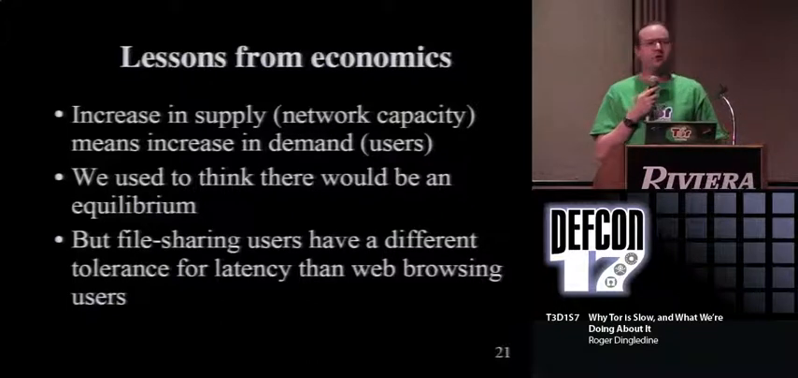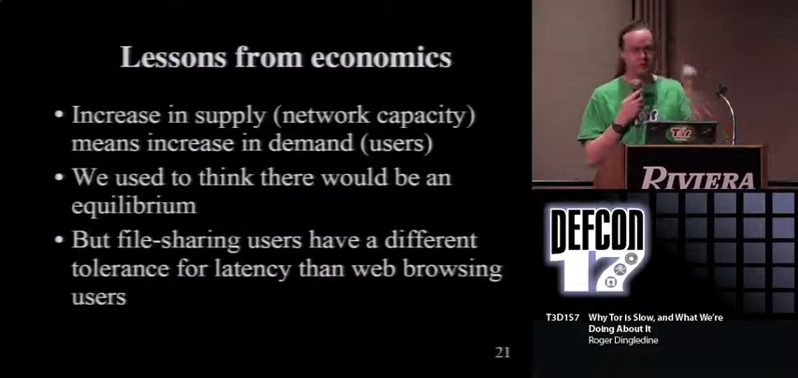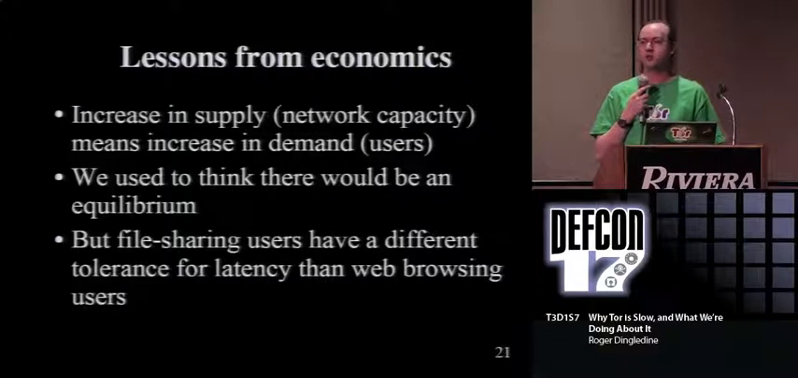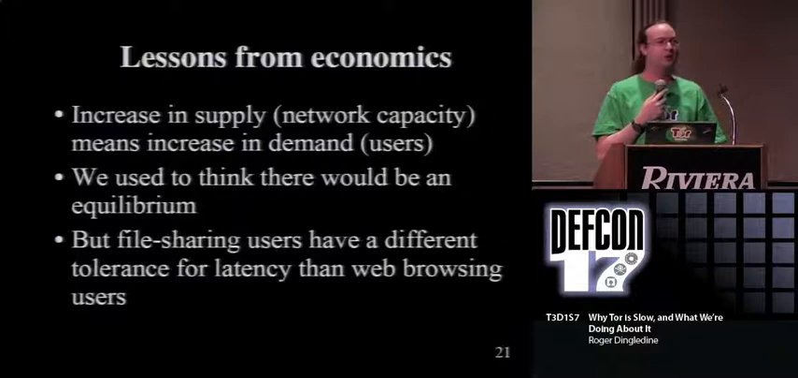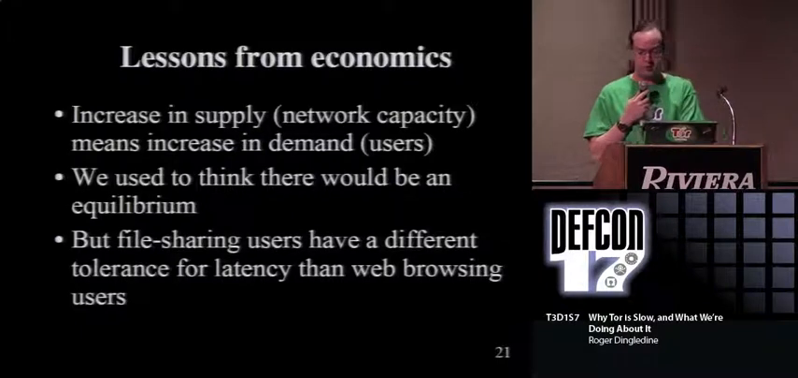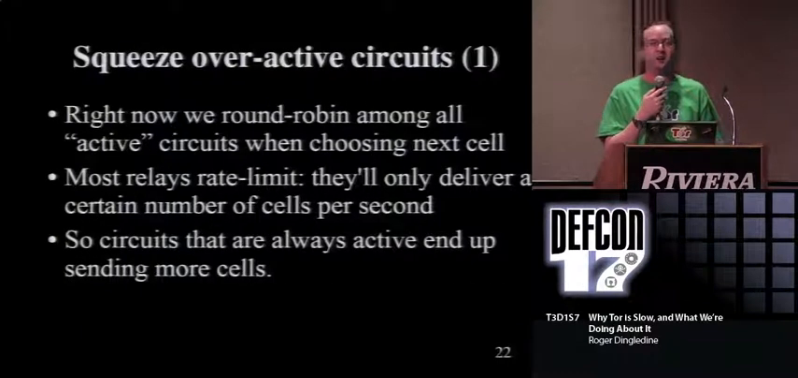The problem with this is that different user classes have different tolerances for latency. So if you're a web browsing user, you click, and you want your web page to show up. If you're a file-sharing user, you click, and you go to sleep. You hope you have your DVD in the morning. And while you are asleep, ruining the Tor network, there are a lot of people in Iran trying to click, and they can't get their website. So that's the fundamental problem here, and we need to figure out how to solve that somehow.